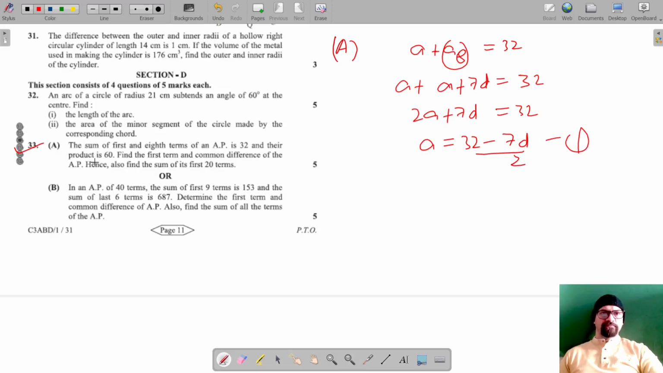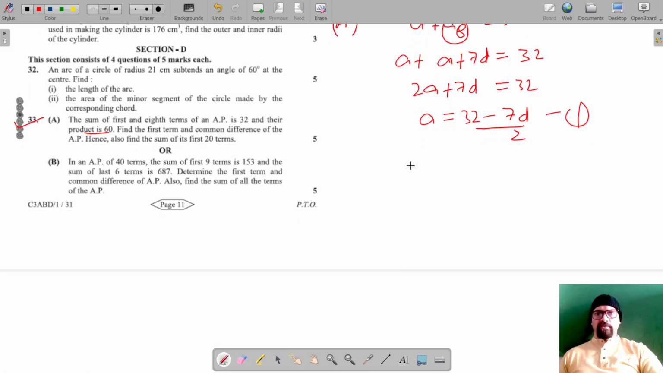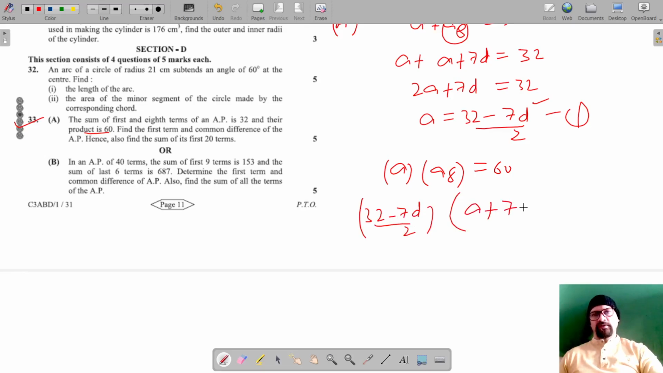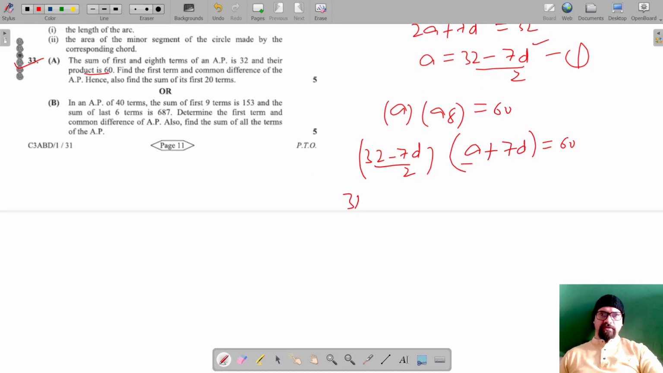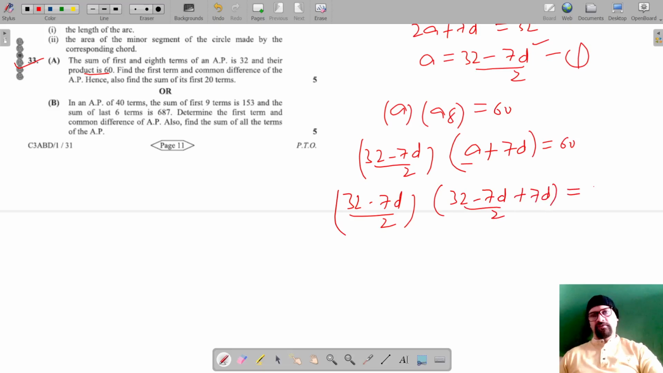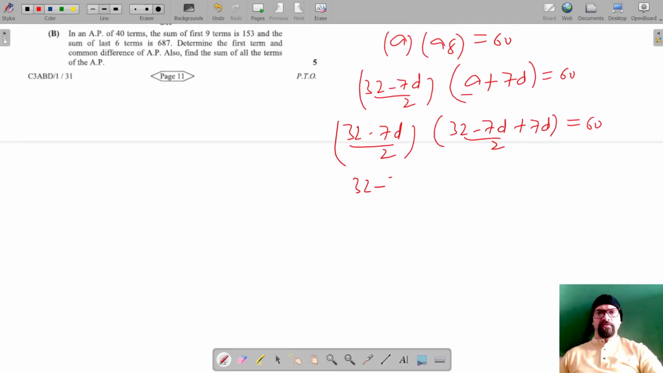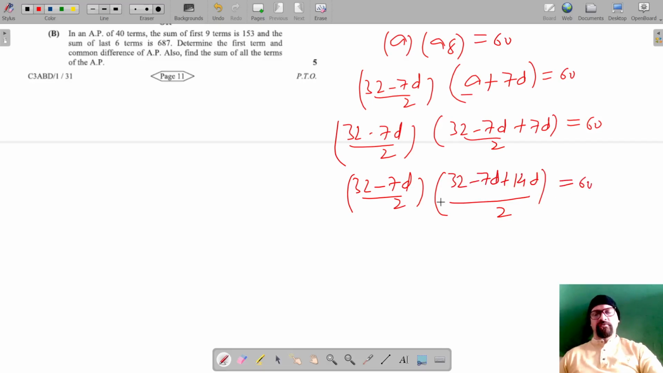Further it is given that their product is 60. So their product means a into a8 is equal to 60. Let's substitute the value of a, that is 32 minus 7d by 2, into a8, which is a plus 7d, equal to 60. So this is 32 minus 7d by 2, plus 7d, is equal to 60. If you take the LCM, this is 32 minus 7d plus 14d.